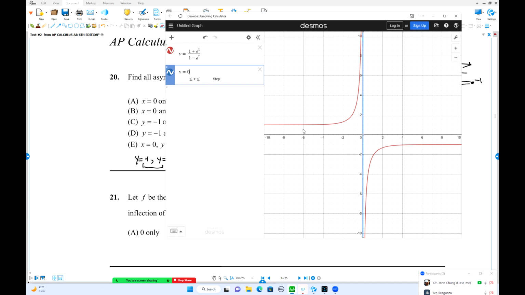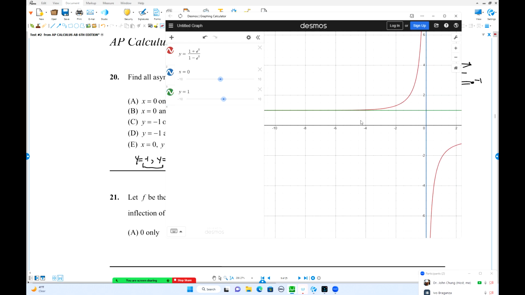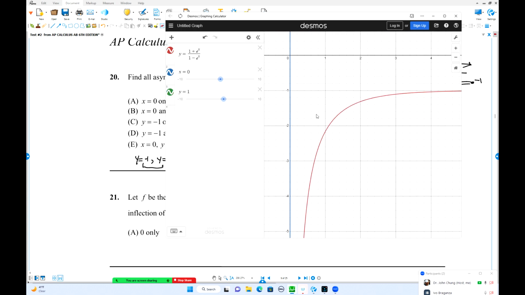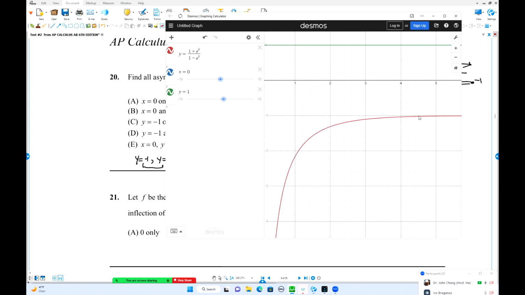To the left, where does it go? To the left, it approaches y equals 1. Over here, y equals 1 to the left. But to the right, what is that? It approaches y equals negative 1. We have two different horizontal asymptotes there.